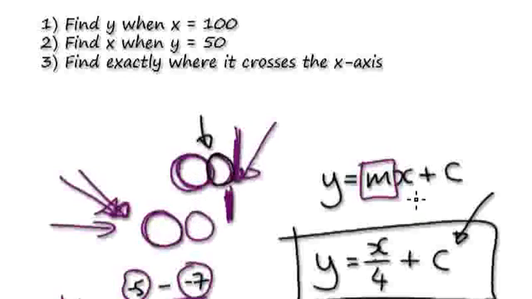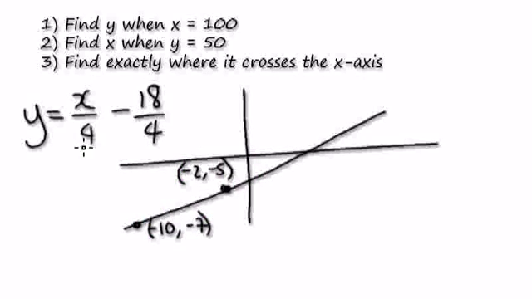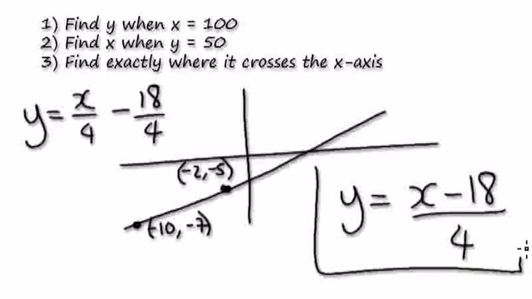Let me clear up everything. It looks a bit messy now. So the equation is this, and now we can simplify it. So this equals x minus 18 over 4. So this is our overall equation. Now that we've got this, we can start answering these questions here.